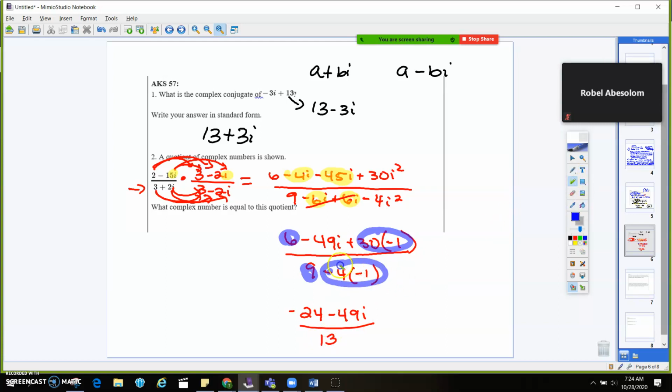And you always want to check and make sure that you can't divide everything by a common factor. So down here, we can't divide everything by 13. We can't divide everything by 24. There's no factor that they all share. So we are finished. Okay? If you ever end up having an i in the denominator, you have done something wrong.